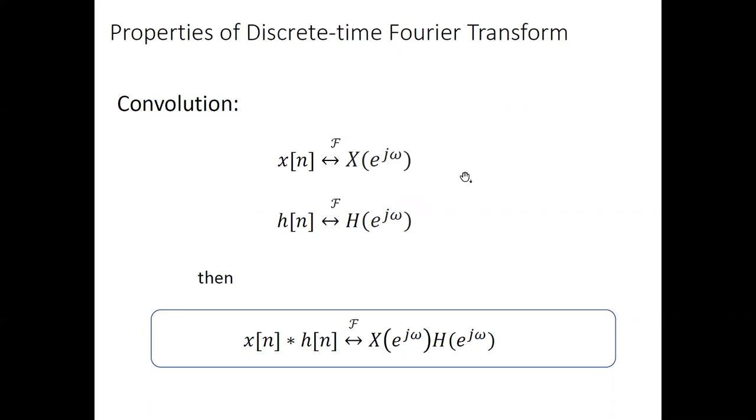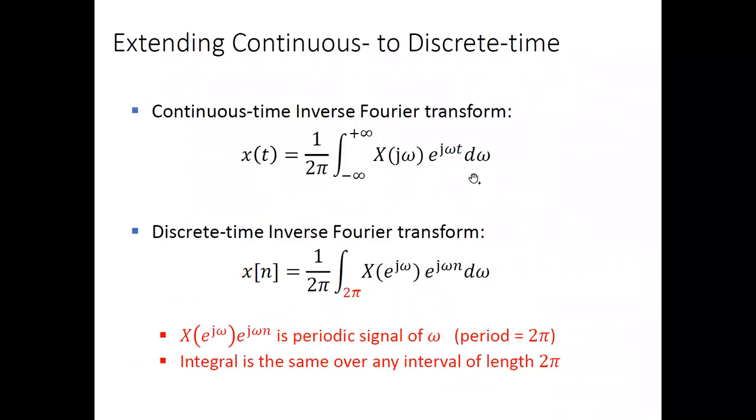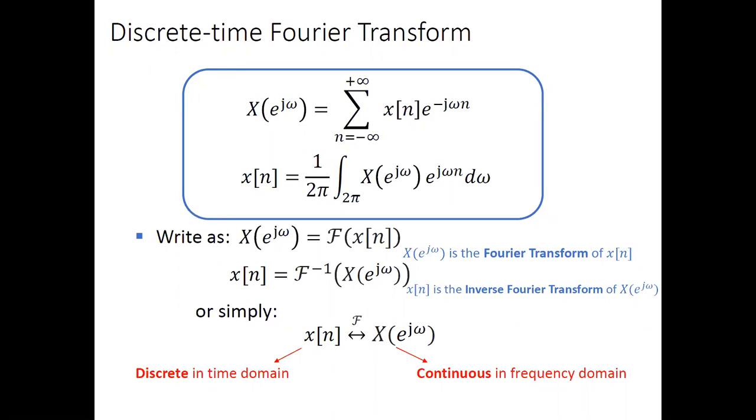So last week, we introduced the concept of discrete-time Fourier transform. The definition is analogous to that of continuous time. These two equations, the first one is the Fourier transform, the second one is the inverse Fourier transform. I emphasized one difference with continuous time: the integral in the inverse Fourier transform is not over minus infinity to plus infinity, but over an interval with length 2 pi, because X of e to the j omega is a periodic signal with a fundamental period 2 pi.